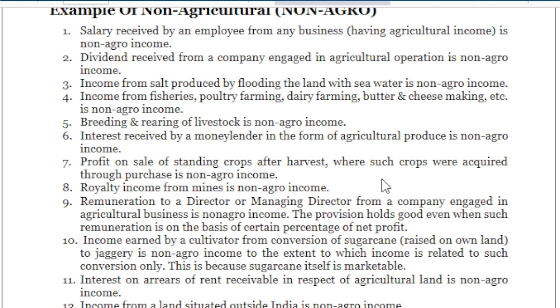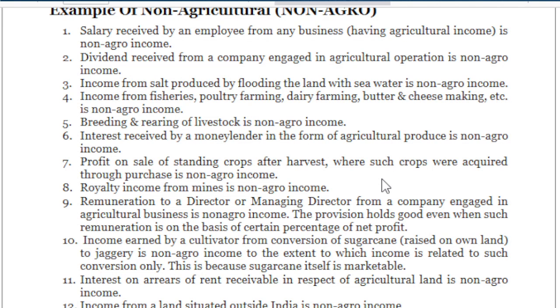Okay, next thing, they gave dividend. Now it is return on investment, correct? So it is not agriculture income. Dividend received from a company engaged in agricultural operations is non-agricultural income.